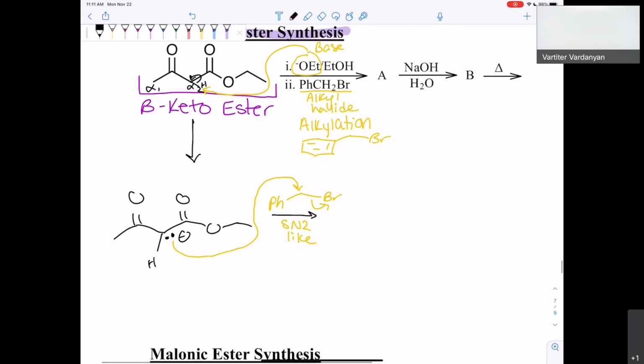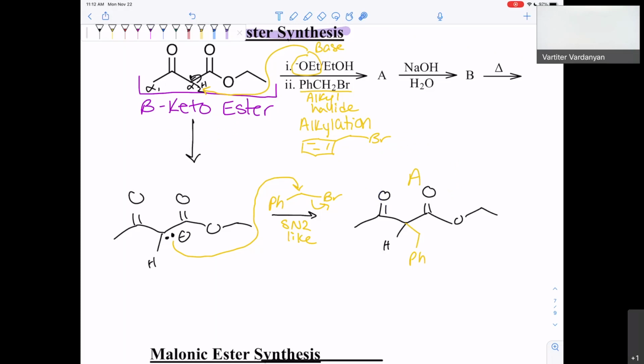So at this point, we are done with reaction number 1. And I know this is a lot of drawing, so I'll try to go a little bit slowly. So at this point, we've reached A. And all we've done, going from our starting material to product A, or I should say intermediate A, is we've replaced one of those alpha hydrogens with our alkyl group.